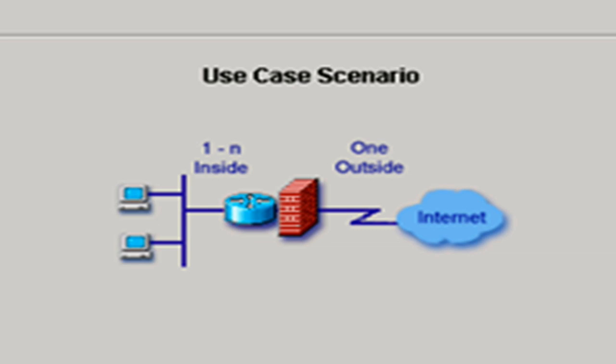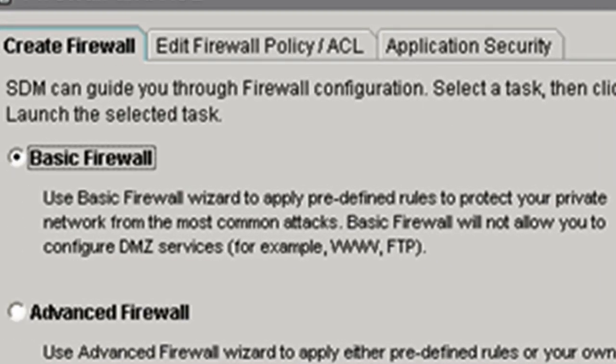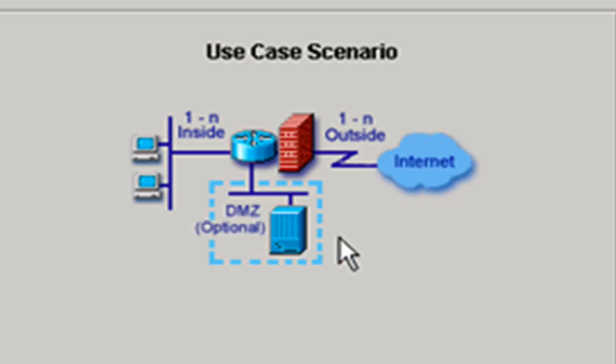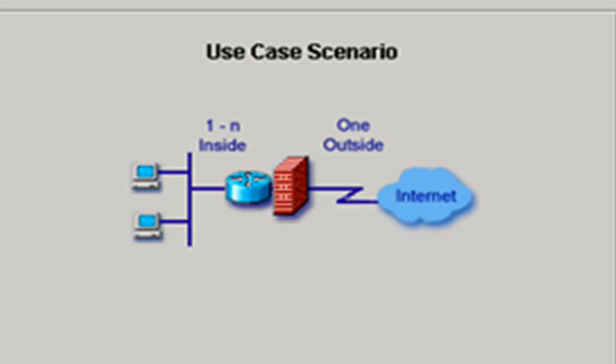The basic firewall, as you can see, and you can read along with me here: use Basic Firewall Wizard to apply predefined rules to protect your private network from the most common attacks. Basic Firewall will not allow you to configure DMZ services. So that's a big difference right there. You'll notice there is no DMZ here, and it is a very basic configuration. Also notice that while the advanced firewall configuration does allow you to configure a DMZ, it also allows you to configure multiple outside interfaces. Notice when I go back to basic, it says one outside, not one through N. So we've got to be careful about that.